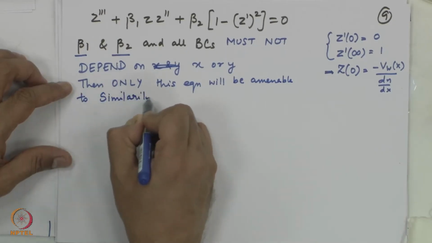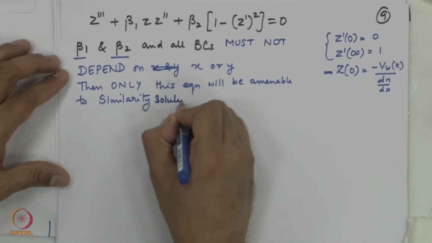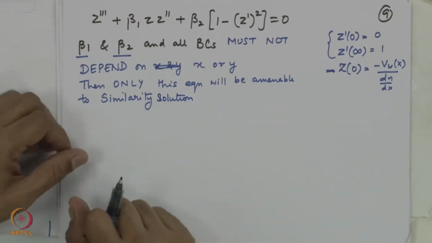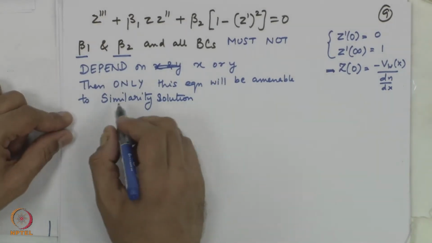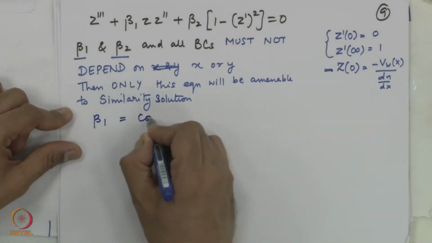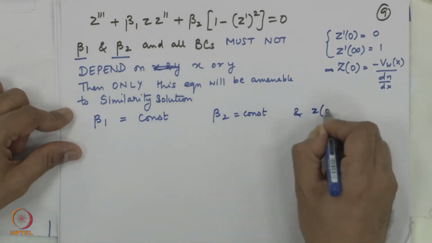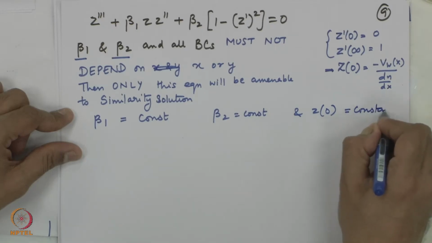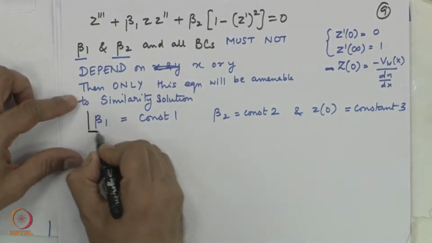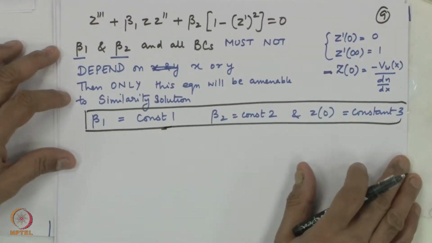This is the big constraint here. So, not all situations will be amenable to similarity solution. So, beta 1, beta 2 and this one must be a constant. Beta 1 is a constant, beta 2 another constant and z of 0 a third constant. Constant 1, constant 2, constant 3. Only then will this equation admit a similarity solution. Otherwise, it is not going to work.